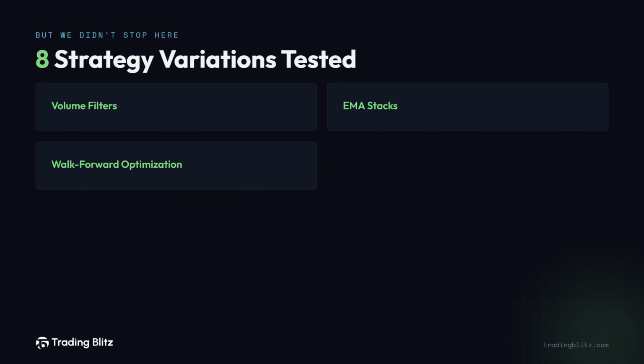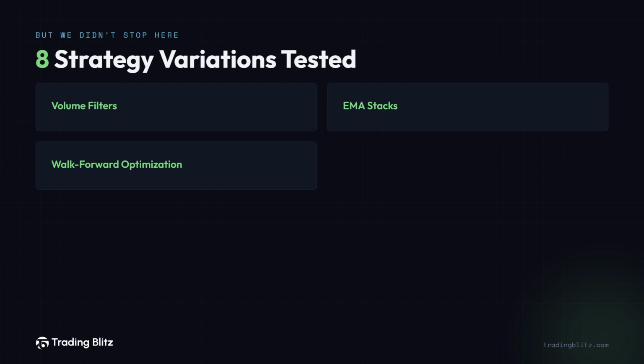Or what about trend confirmation filters, such as using additional moving averages? And what would happen if we let the backtesting optimization engine optimize the parameters on a rolling basis instead of just using the fixed defaults of 10 and 0.5? So we tested it all.